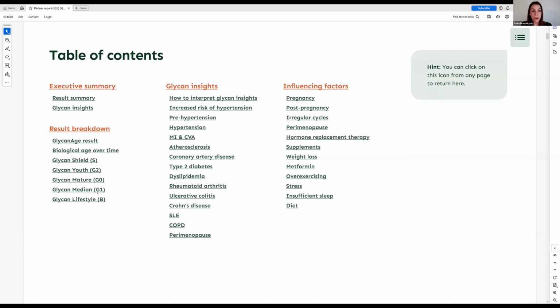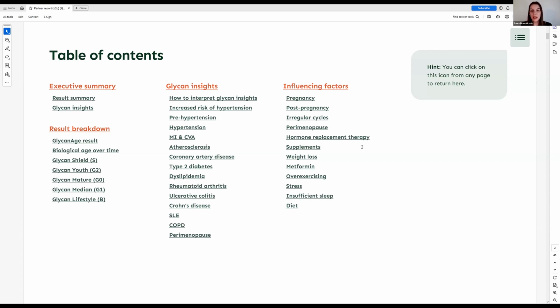We then have the results breakdown. So we have each of the indexes, and they are presented in a much more intuitive way. Then we have the glycan insights part of the report. This is where we show the overlaps. We know that different diseases tend to show different glycan overlaps. The glycan patterns change in a predictable pattern in these diseases and conditions, so you can see if your patient or client's glycans are correlated with some of the diseases. I will talk more about this when I get to that part.